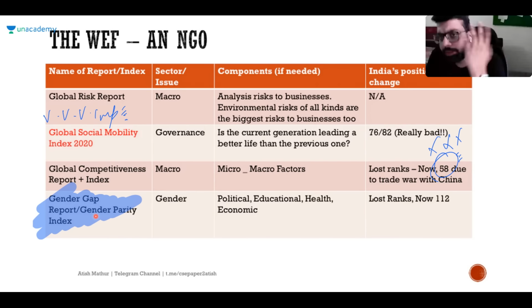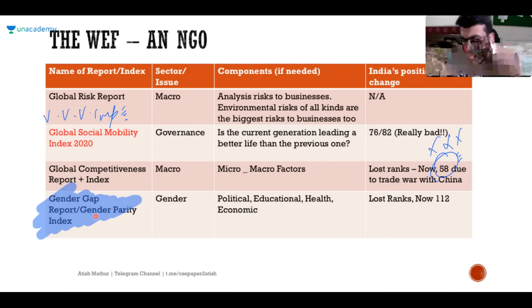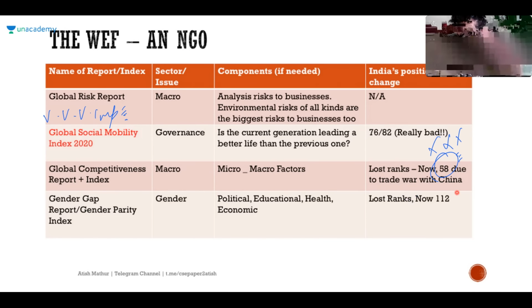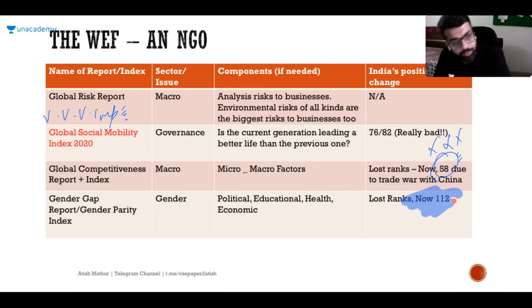That is it, which means: do women get enough representation? Do women get enough access to education? Are healthcare facilities denied to somebody because of gender? And are women getting equal wages? Are they getting competitive chances at promotion and stuff like that? So India hasn't been doing very well. We've lost ranks here also. We're currently 112.